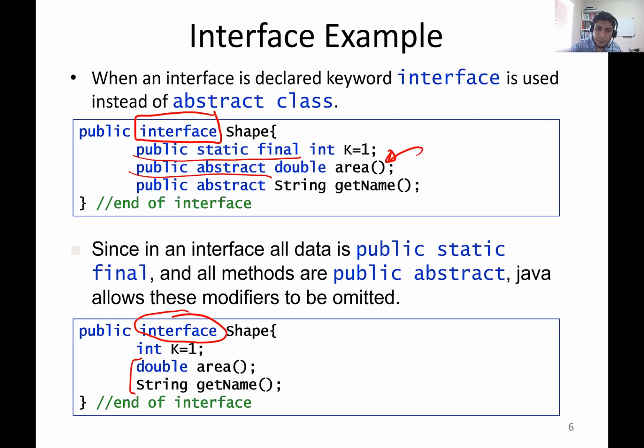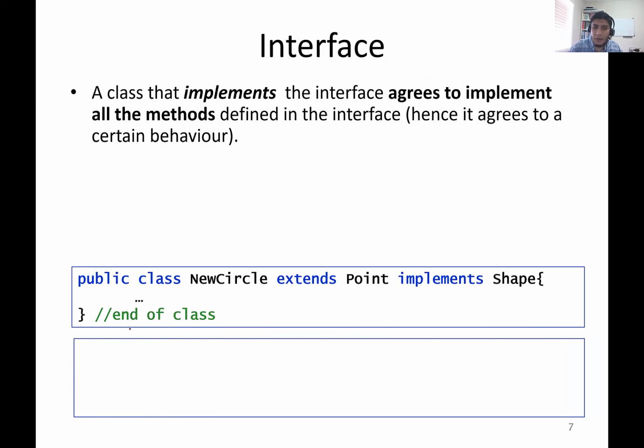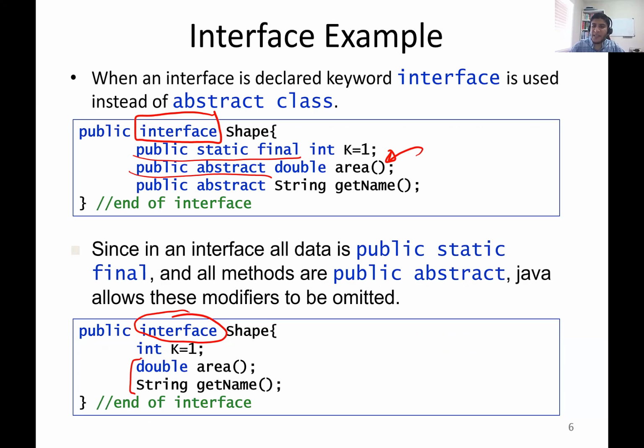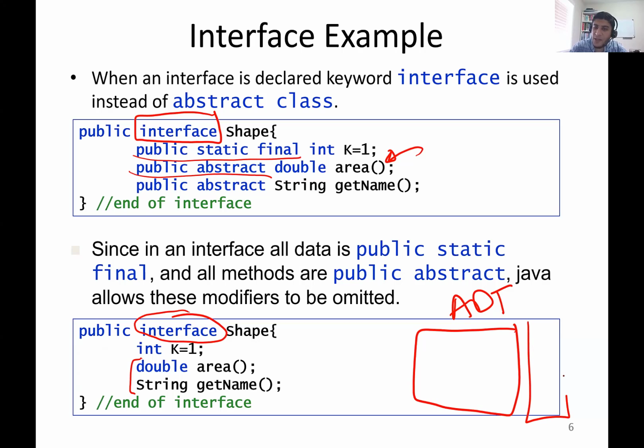Good. So by doing this, we simply define this interface, which tells me that I have an ADT, abstract data type, that is called Shape. This Shape has to provide the user with two methods, area as well as getName. And it also has a variable that is called k, right? And you have to explain what is the usage of k.